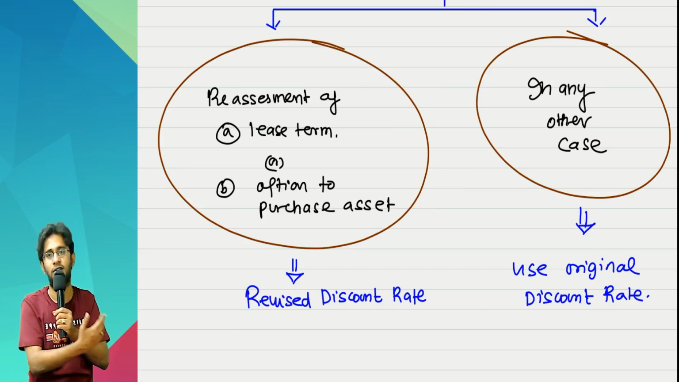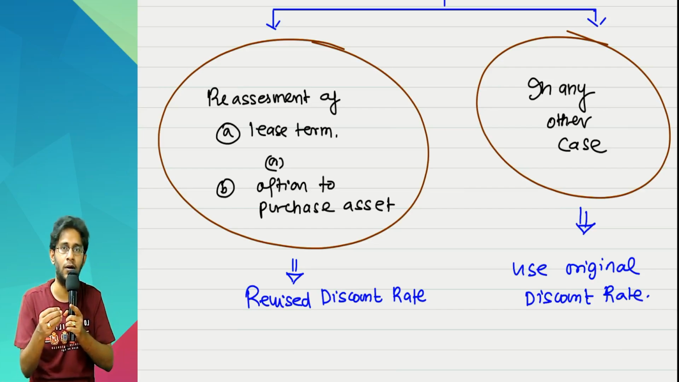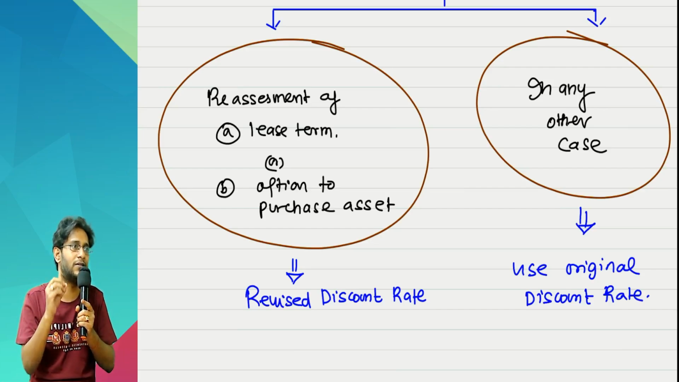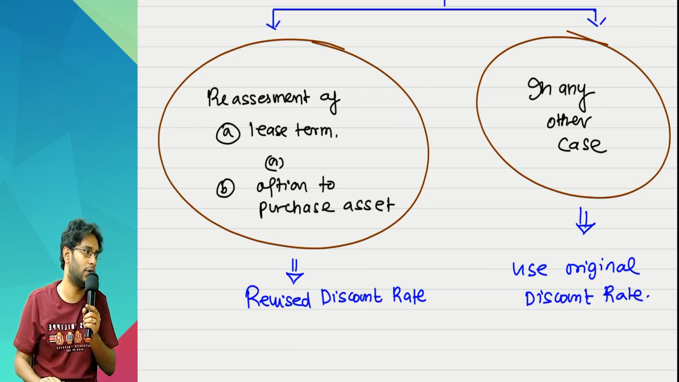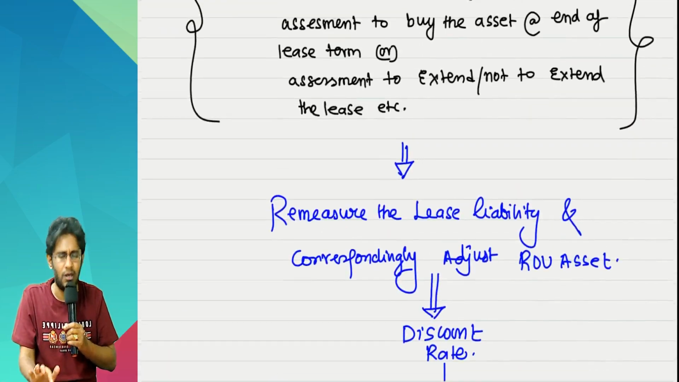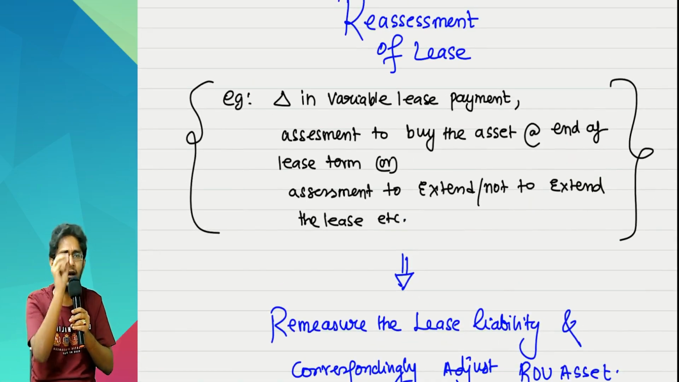Lease term revised, discounting rate revised. Anything which is changing the lease term or you are buying the asset, you use the revised discounting rate. In all the rest of the cases, apply the original discounting rate. Clear, sir? Reassessment happened. Future lease payments will definitely change, sir.